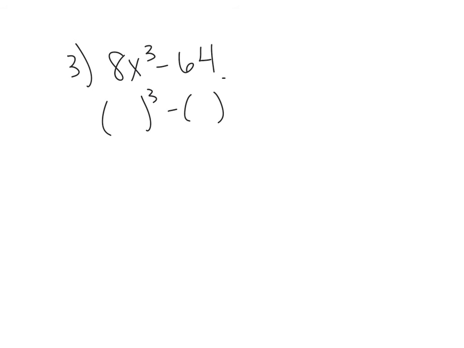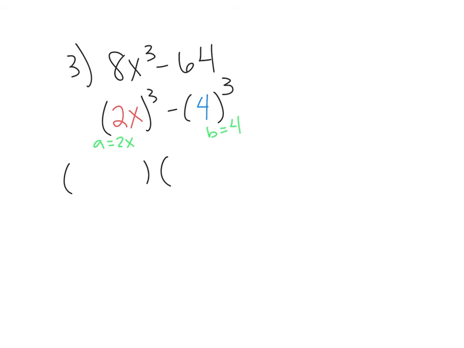Let's try another one. What if I take it up a notch and I have 8x cubed minus 64? Again, I need to ask myself, can I rewrite this as a something cubed minus a something cubed? Well, my a here, the cube root of 8 is 2, and the cube root of x cubed is x. The cube root of 64 is 4. So I have the equivalent here of a equaling 2x, b equaling 4.